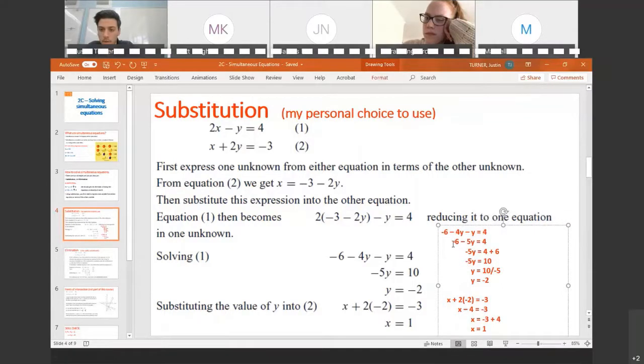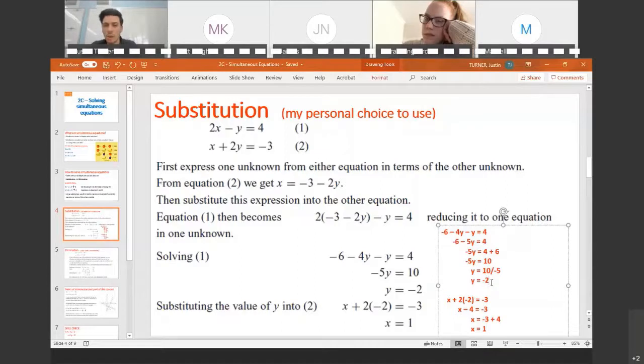Then we can bring the 6 over to the other side. So we end up with -5y is equal to 4 plus 6. 4 plus 6 is obviously 10. And then we can divide both sides by -5. So we end up with y is equal to 10 divided by -5. So y is -2. Right.